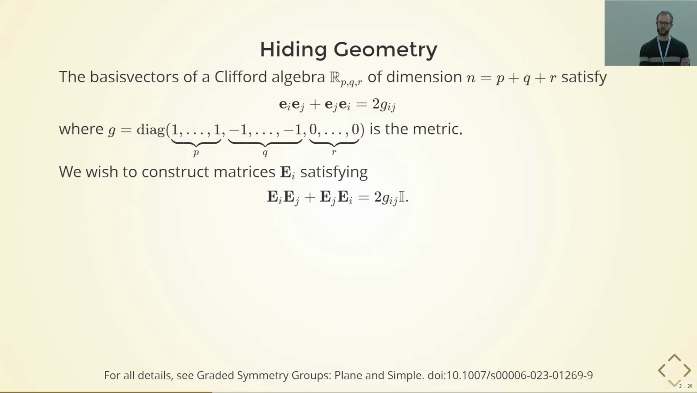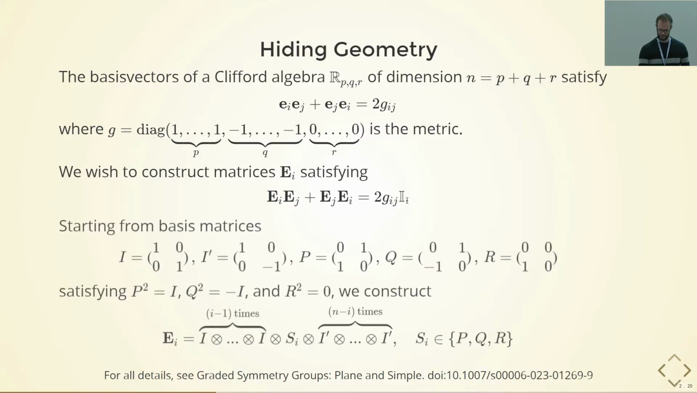And we wish to construct matrices that respect this same rule. So I want to make matrices, capital E_i, that satisfy exactly the same relationship, but now I also have to replace my 1 by an identity matrix. The way we do this is we start from some 2x2 basis matrices that capture the most essential properties. So I need a 2x2 matrix P that squares to +1, a Q that squares to -1, and an R that squares to 0 in matrix terms.